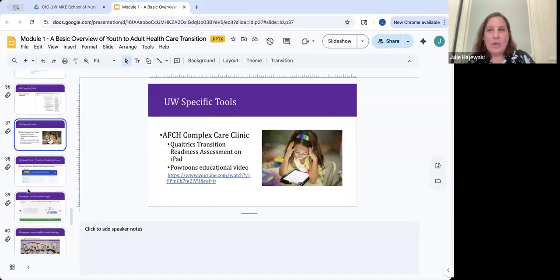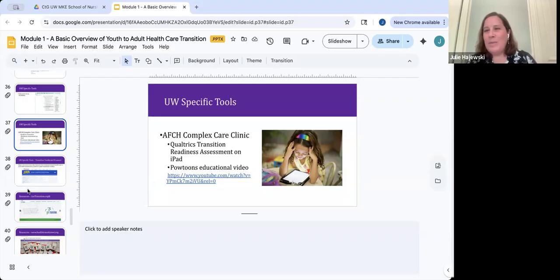Some other ideas that I always talk about are different ways to gain this assessment and this information when you implement. Like our complex care clinic here in Madison at the Children's Hospital, they actually have put the transition readiness assessment on an iPad.